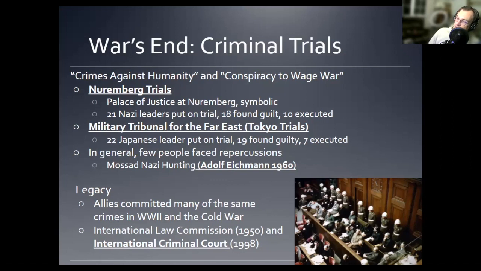Now, these trials were held at the Nuremberg Palace of Justice, which was a very important symbol because that's where Hitler had held some of his earliest rallies, and therefore it was necessary to have this be the dying place of Nazism, or so the Allies hoped.